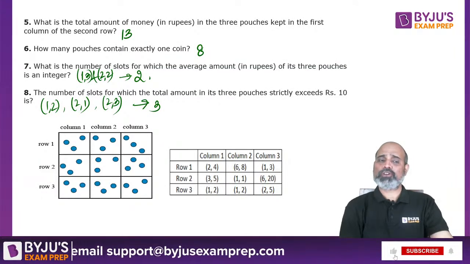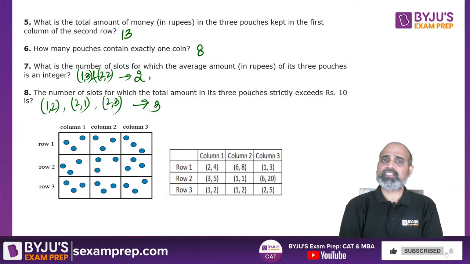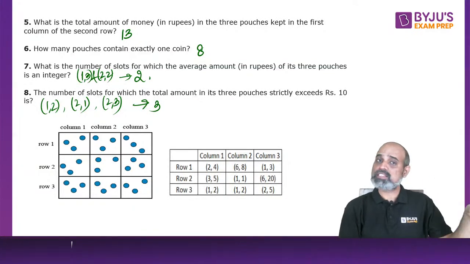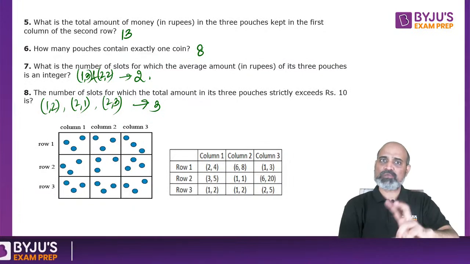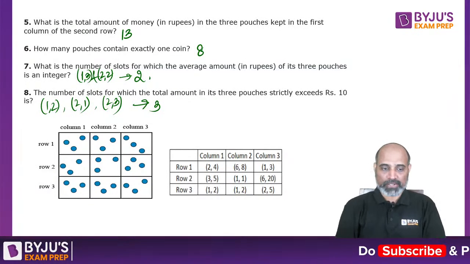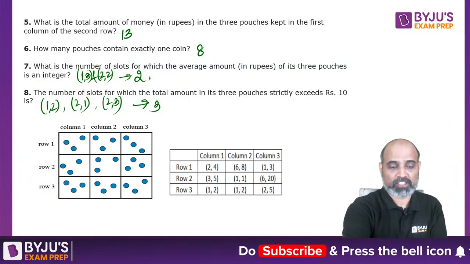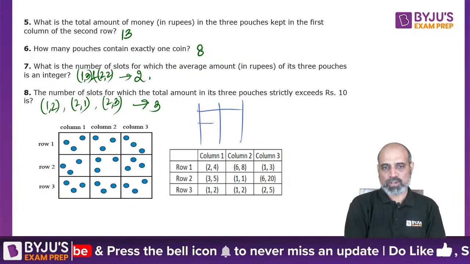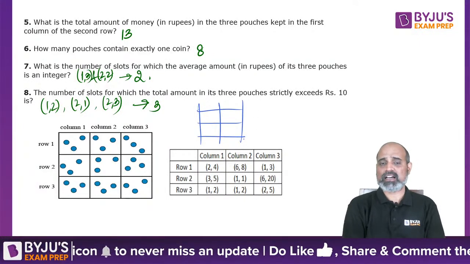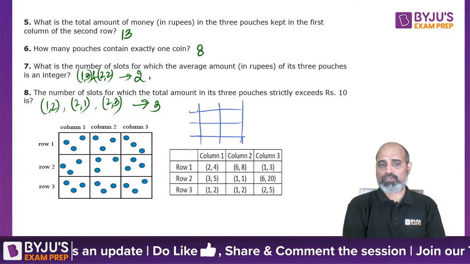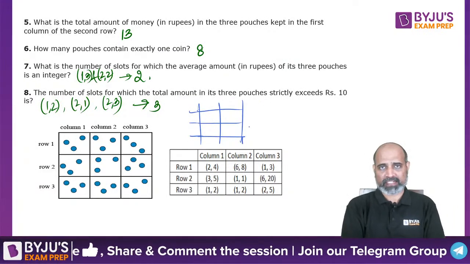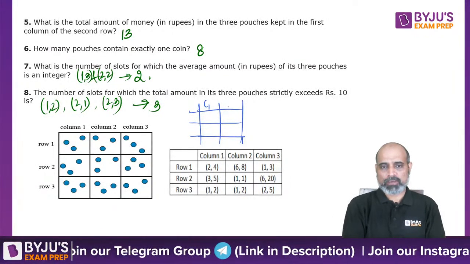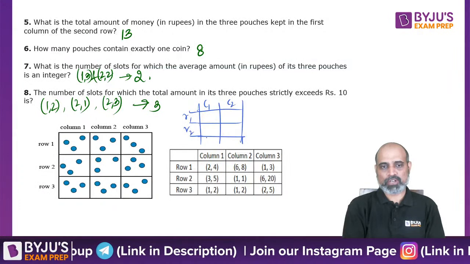You guys must have come across similar questions while practicing other LR sets, where they give you the minimum possible value that can go in a cell, maximum possible value, and sometimes they also give you the average, right? I hope you guys may have come across such kind of question. So suppose, I'll just take a small example. This is a 2 by 2 matrix, a table. It's a grid. So this is column number 1, column number 2, row number 1, row number 2.